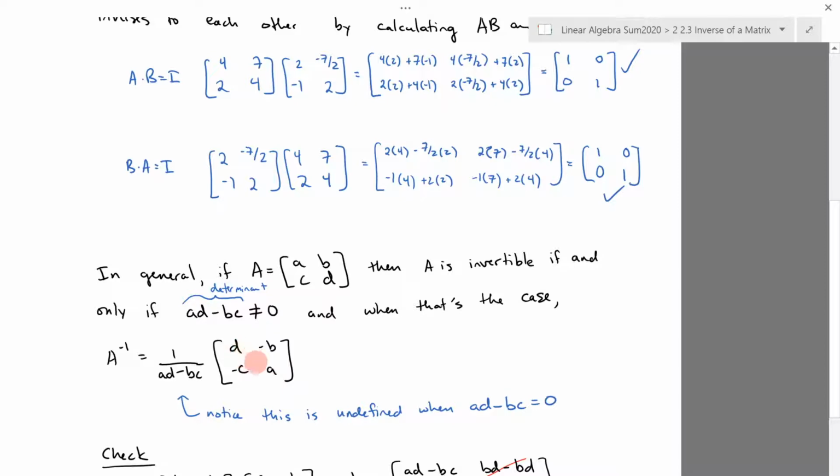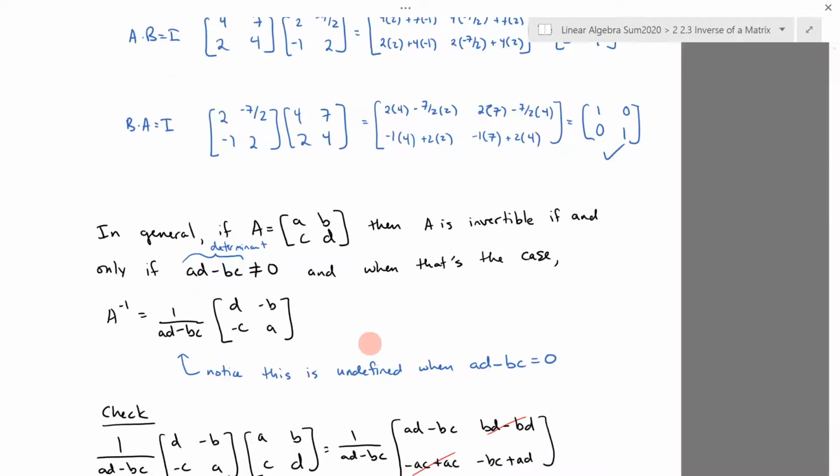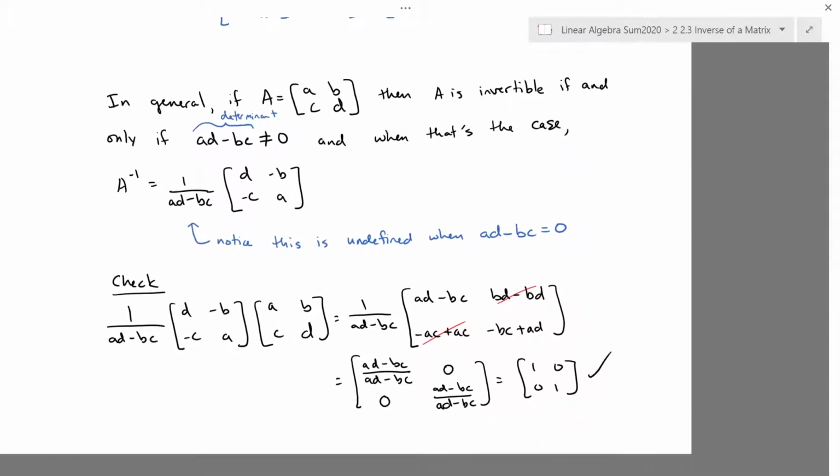You switch the entries on the diagonal, so you switch A and D, and then B and C stay in the same place, but you take the opposite. So the opposite of B and then the opposite of C. This will give you the inverse of the matrix A. You can check that this is an inverse by multiplying these two things together. Here I've multiplied them together, and if you check the calculation, it does give you the identity matrix. So this is the inverse for the general 2 by 2 matrix.